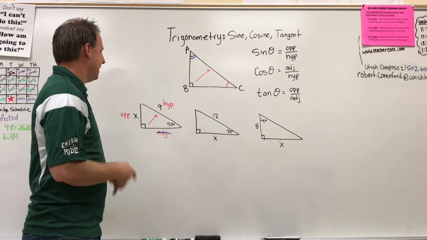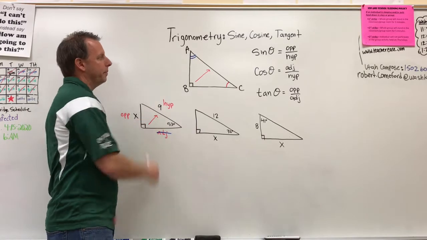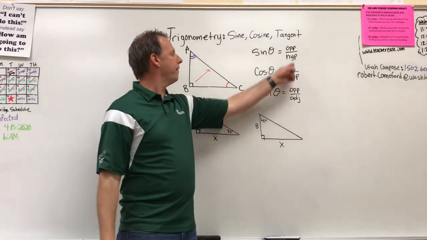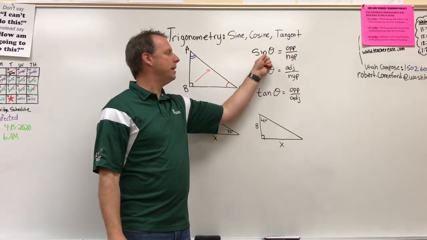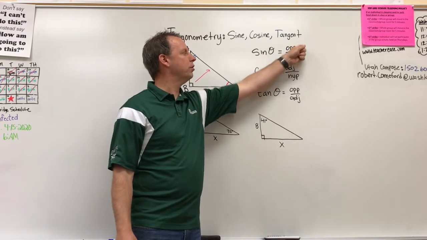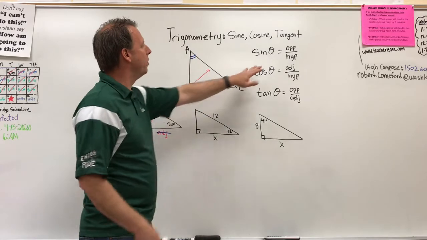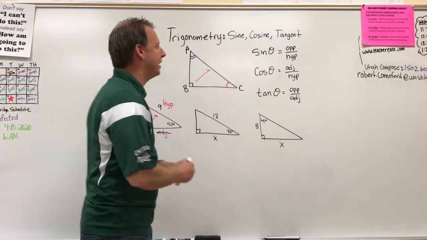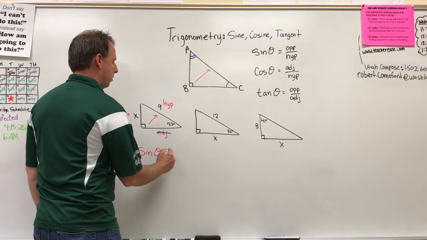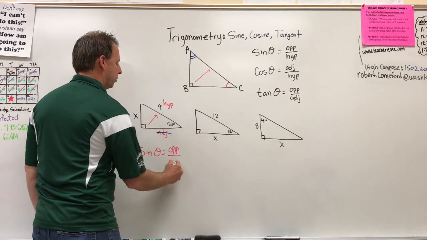Now that I've recognized the two sides that I'm dealing with, I'm going to come over to my trig functions. I'm looking at opposite and hypotenuse. If I look along here, opposite and hypotenuse means that I need to use the sine function. That's the one that deals with the two sides that I either have or want to know. So I'm going to write an equation. I'm going to write the sine of theta equals opposite over hypotenuse.